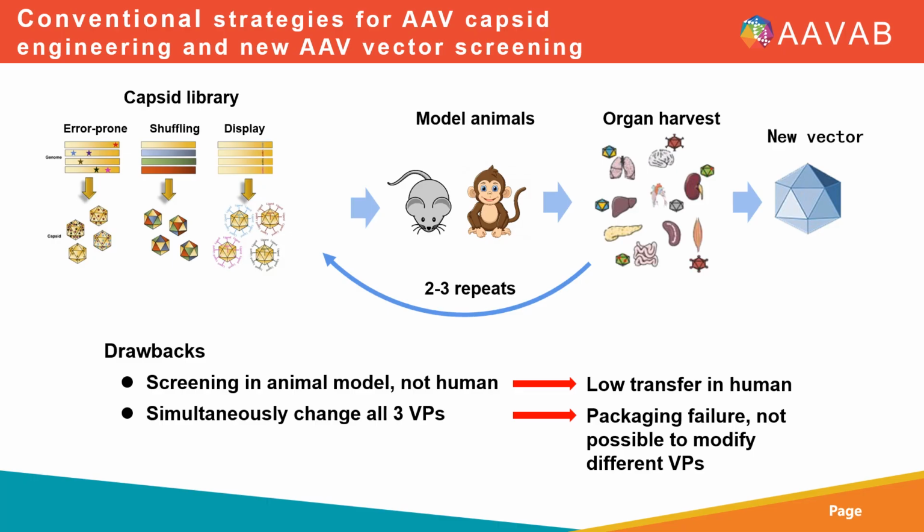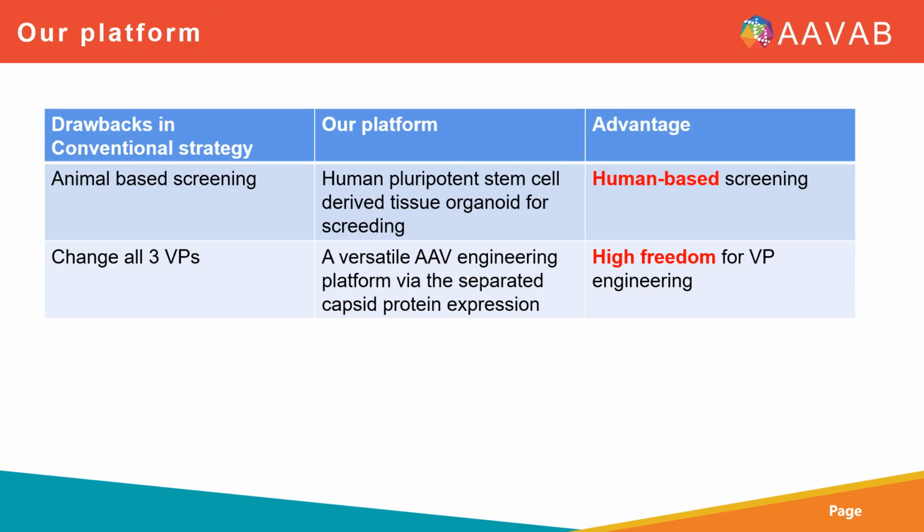First, the screening is done in animals, which are quite different from humans. The transfer rate of what we find in animals to humans is very low. Second, all three VPs are changed simultaneously, which limits the range of modifications in VPs. If the new VPs contain many mutated sites, the packaging efficacy will be dramatically reduced. Further, it is not possible to introduce different modifications in different VPs to get chimeric AAV particles, which we will discuss later. Focusing on these problems, we developed our AAV engineering platform.